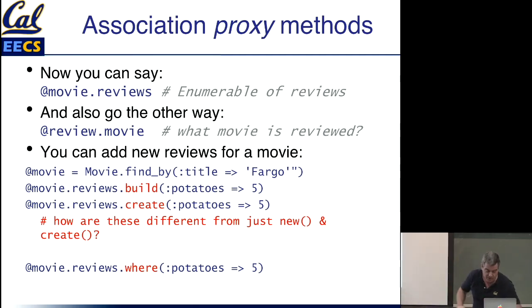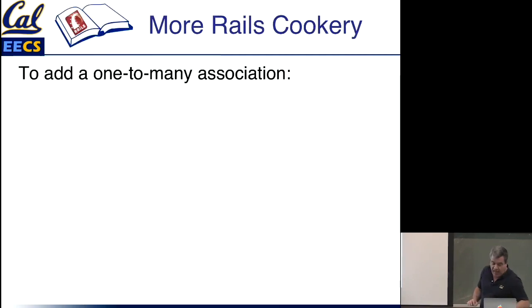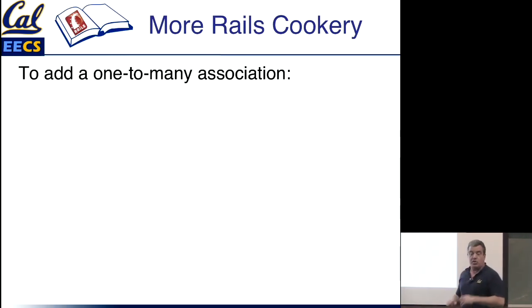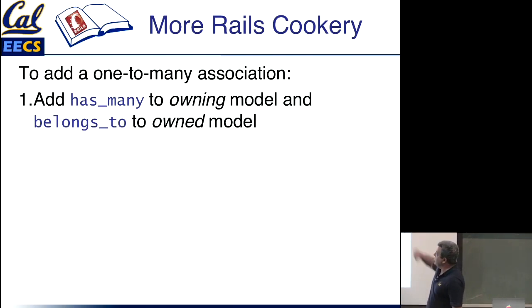Okay, so where are we in terms of associations? To add a one-to-many association, what's one-to-many? That's like movie has many reviews. There's one owning object, and there is a variety of owned objects. So in the owning model, in our case the movie model, you put has_many whatevers into the Active Record model file, into the definition. And in the owned model, which in our case was the review, you say belongs_to.